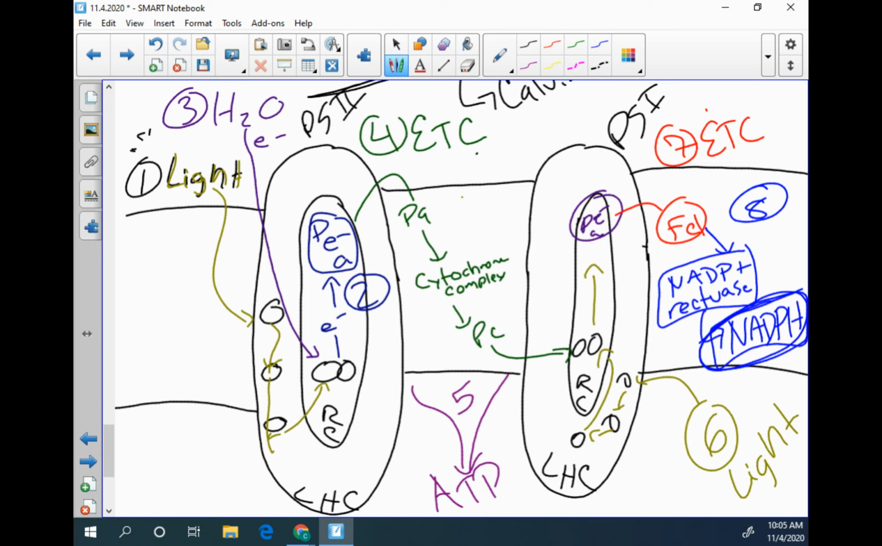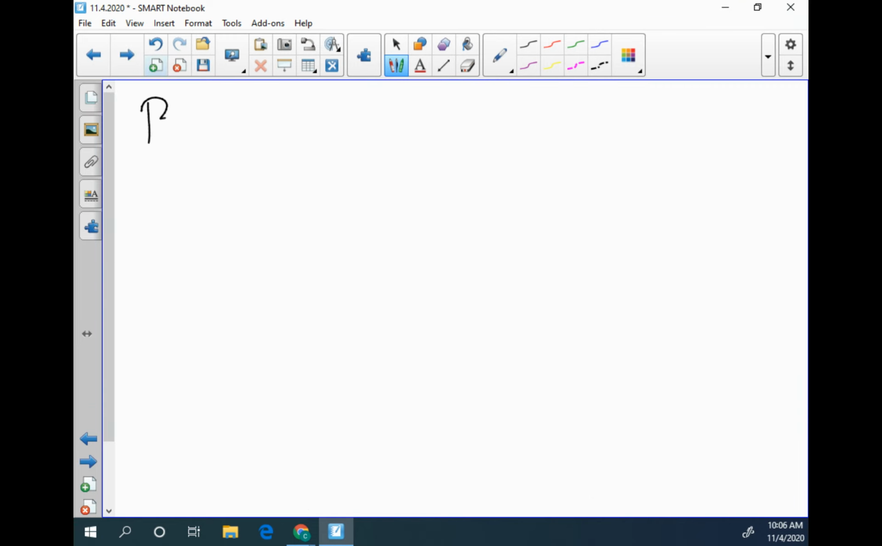So sometimes photosynthetic organisms don't have a PS2. Sometimes they only have a photosystem 1. Or sometimes our electrons just go through cyclic and don't touch photosystem 2. And we'll talk about how that happens. Cool. All right, so we are talking about cyclic electron flow.